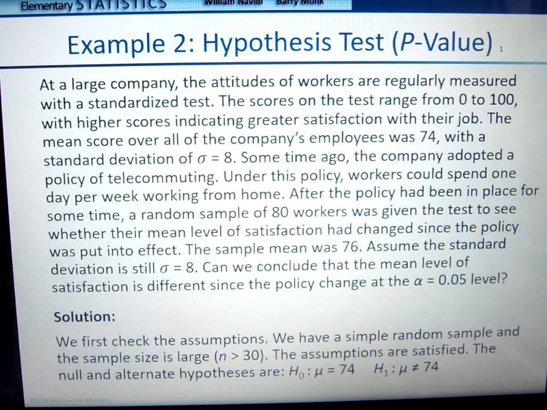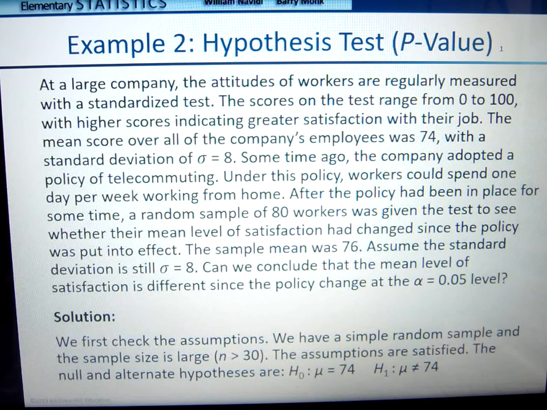After the policy had been in place for some time, a random sample of 80 workers was given the test to see if their mean level of satisfaction had changed since the policy was put into effect, and the sample mean was 76. Assume the standard deviation is 8. Can we conclude that the mean level of satisfaction is different since the policy changed at the 0.05 level?